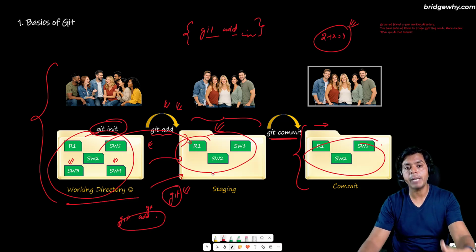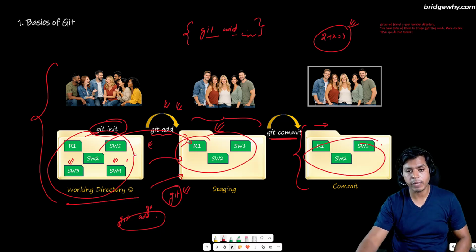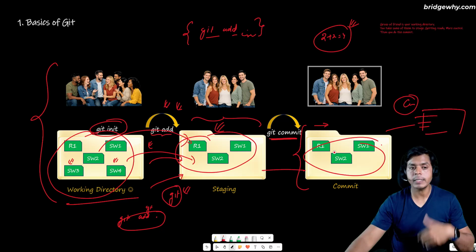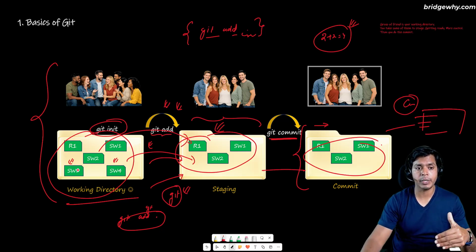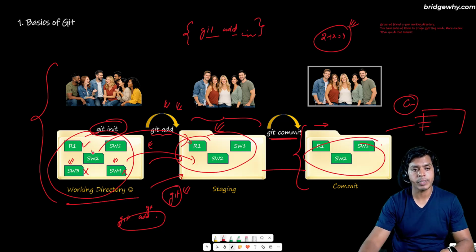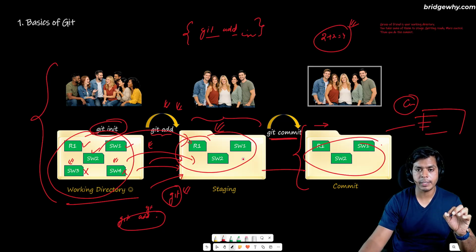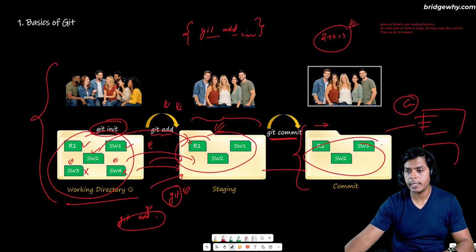Whatever I have done, it might be the second commit, but for the first commit, you do git add dot, all the 5 files will be here, then you commit, and in the first commit, all the 5 files will be there. Okay, this was my commit number 1. Then at the next commit, it might be possible that you are not changing anything in switch 3 and switch 4. You have just changed R1, switch 2, and switch 1, and that is what you want to stage for the second commit. Then R1, switch 2, switch 1 will be on the staging. And when you commit in the second commit, these 3 files will be there.